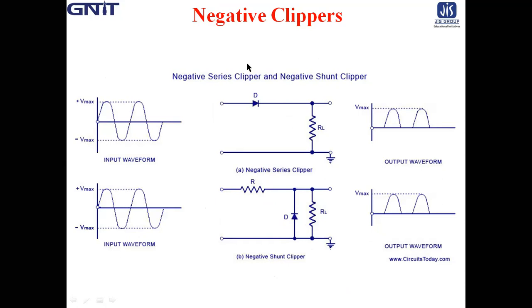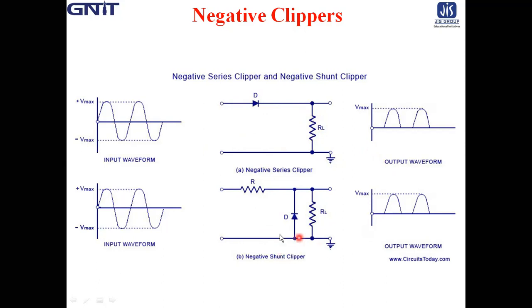Negative clippers remove the negative half cycle of the input signal voltage and retain the positive half cycle at the output. Similar to positive clippers, negative clippers are of two types: series negative clipper and shunt negative clipper. So the first figure is the series negative clipper, and the second is the shunt negative clipper.